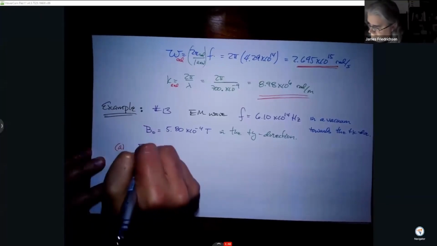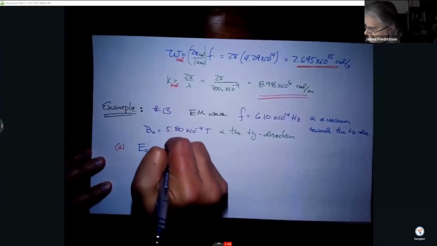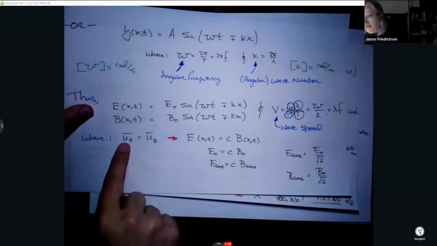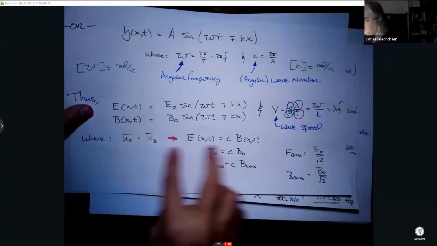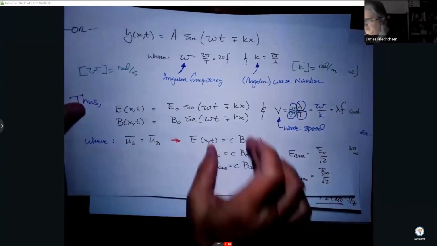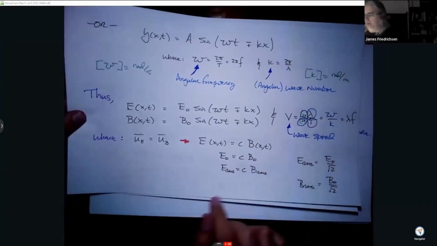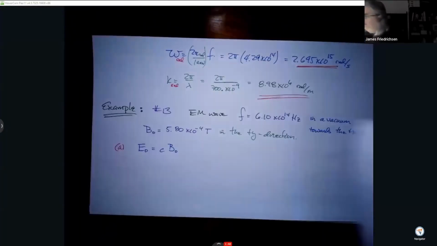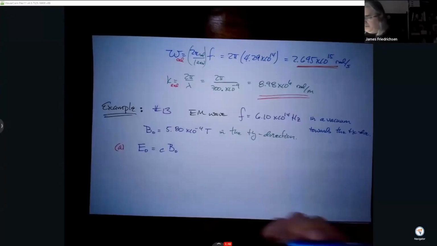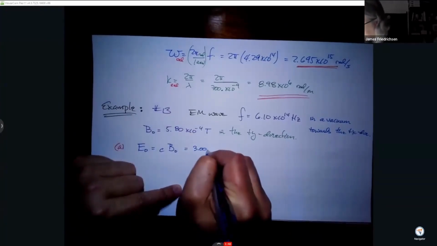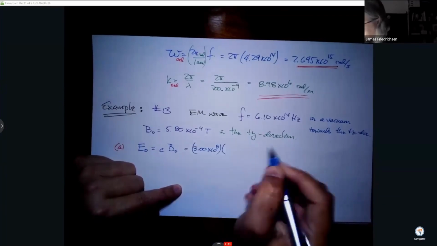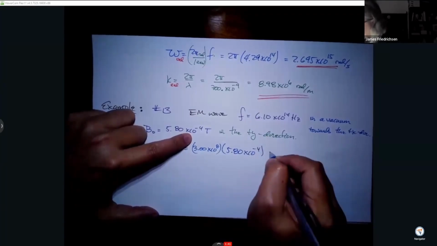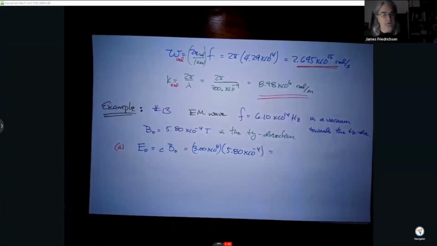So the magnitude of the electric field is C times the magnitude of the magnetic field. That was that implication that we got by having the energy densities being equal. Then we got that the E was C times B, no matter which kind it is, as long as they're all the same. Peak, peak, RMS, RMS, same position, time kind of things. Okay. And so we know the B, we know C. So this will be our 3 times 10 to the 8th. And then this is our 5.80 times 10 to the negative 4th. And so we get how much?